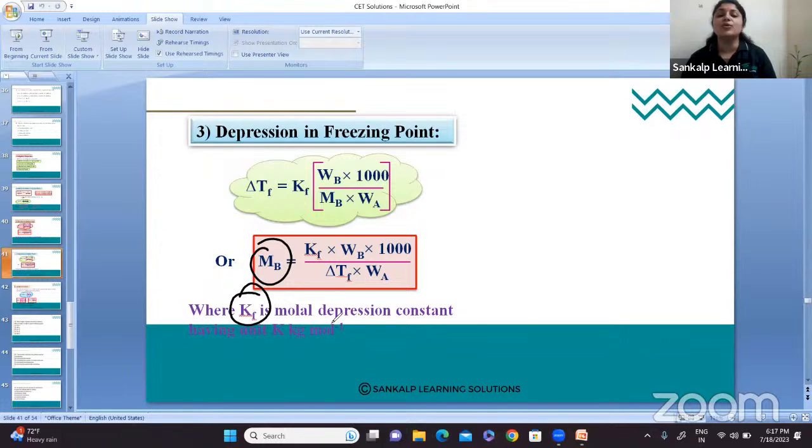Where KF is the molal depression constant, which has the unit of Kelvin kg per mole. So this is the depression in freezing point. These are the formulas which are used to calculate the depression in freezing point. We are just seeing the final equation.